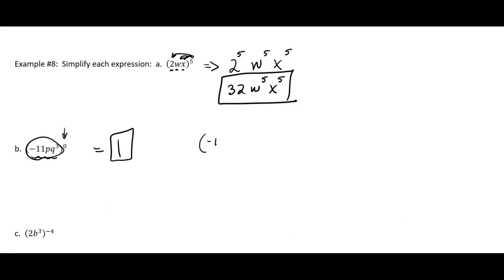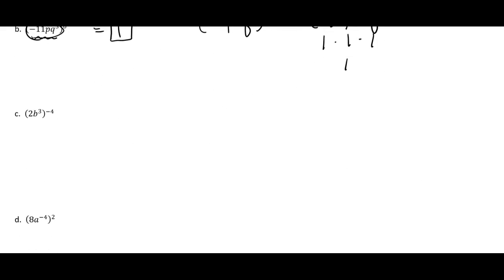You had negative 11pq to the 3rd power to the 0, so that would be negative 11 to the power of 0, p to the power of 0, q to the power of 0. But then that's going to be 1 times 1 times 1 is going to be 1. Okay? So the 0 exponent in this case wasn't too difficult to deal with maybe. Just depends on what they give you.